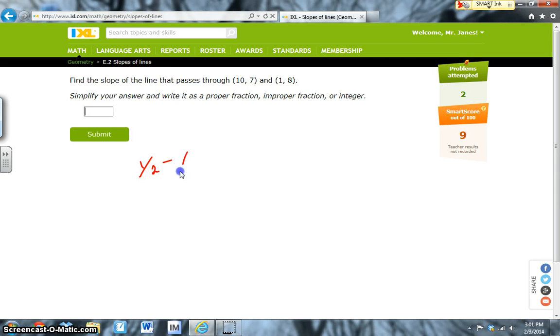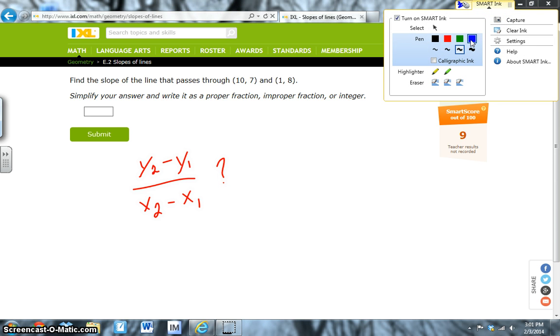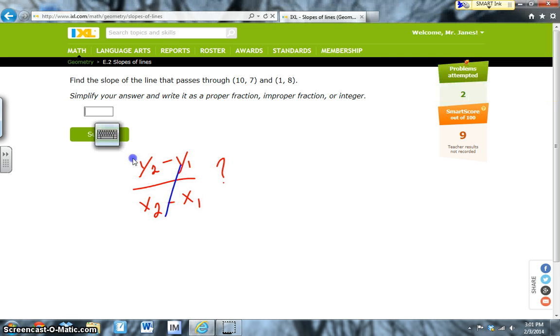y2 minus y1 over x2 minus x1. But do you really need to do that? Maybe. We're going to try not to use that, because the chances are, if you're using this, you might come up with a wrong answer, just because maybe you put in a wrong number or press buttons on your calculator the wrong way, something like that. So let's try not to use that.